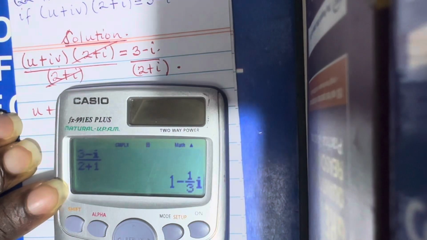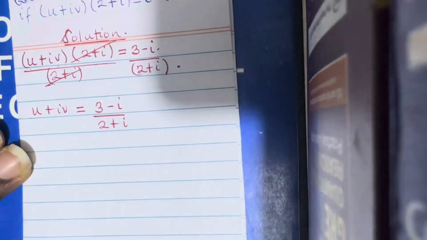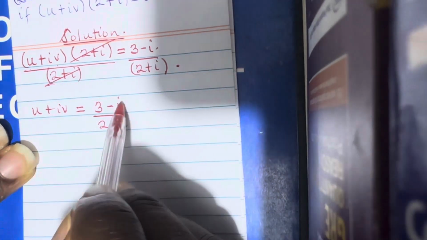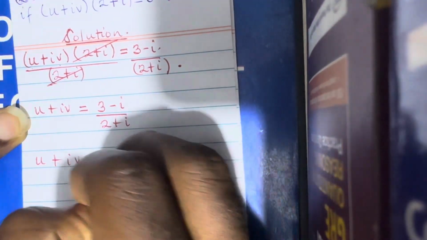Three minus i and then 2 plus i. Oh, not 2 plus 1, 2 plus i. And that is giving me 1 minus i. So I'll go ahead and in place of this, I write 1 minus i in the next step. So I have u plus iv is equal to 1 minus i.